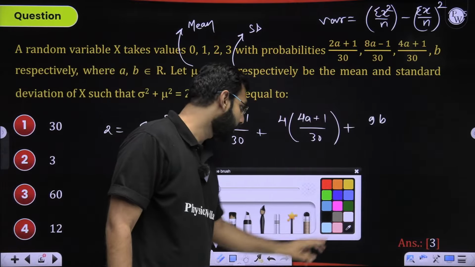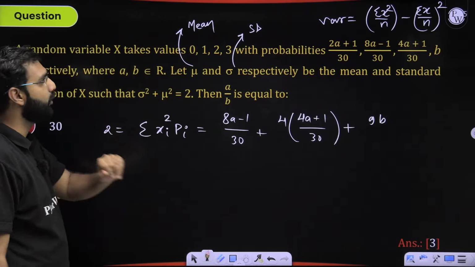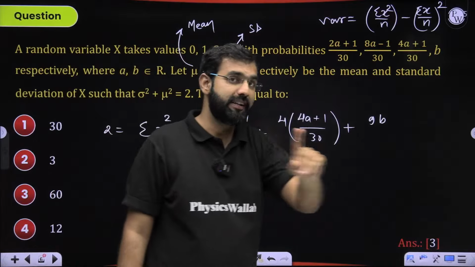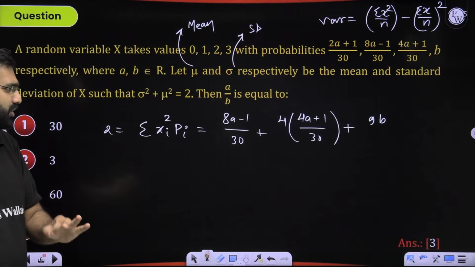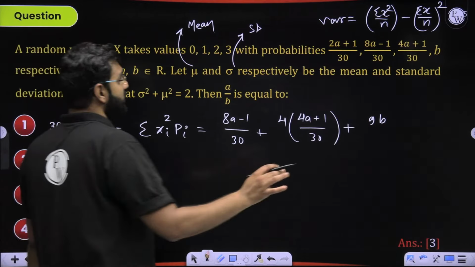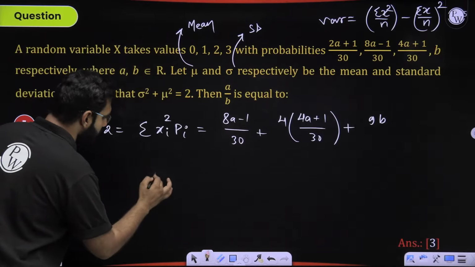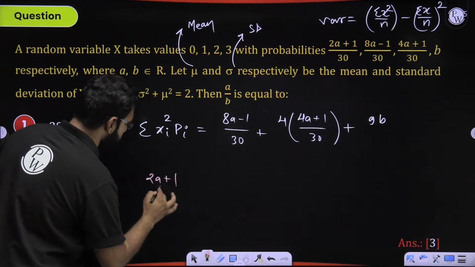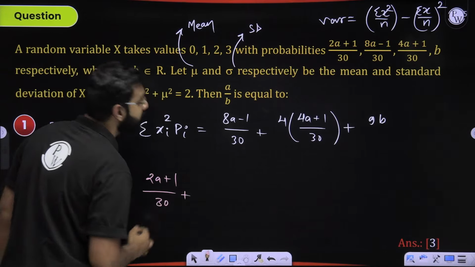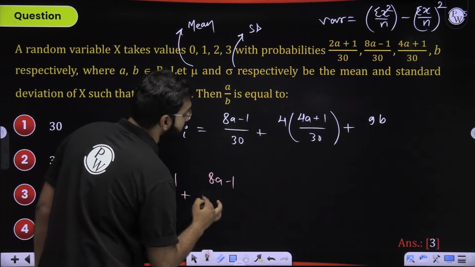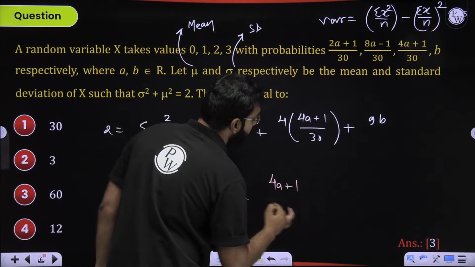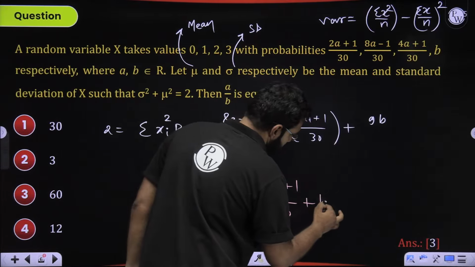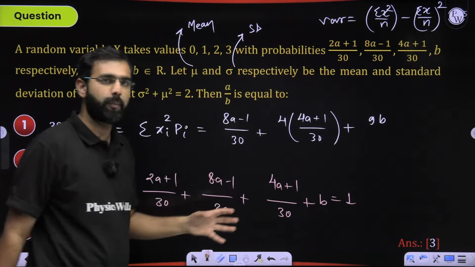Now with that, when I go further with my conclusion, what are we told? The sum of all the probabilities should be 1. So I'm getting one equation in a and b from here, and I hope you can do the simplification. You all are good at that. One equation I'll get is that the sum of all the probabilities should be 1. So it should be 2a plus 1 by 30 plus 8a minus 1 by 30 plus 4a plus 1 by 30 plus b. This summation should be 1 because the sum of all the probabilities is 1.